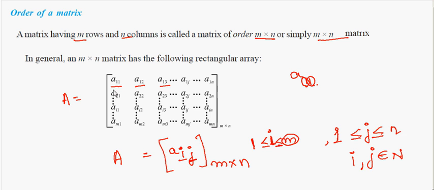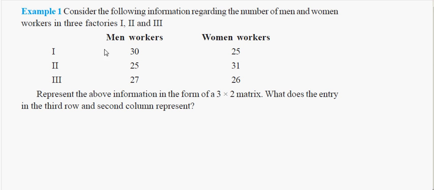I hope you have understood how to represent the order of a matrix. In this case you can see there are m rows and n columns. We will take an example. Consider the following information regarding the number of men and women working in 3 factories. Men workers and women workers are given, where this is factory 1, in which there are 30 men and 25 women. We are asked to represent the above information in the form of a 3 by 2 matrix. What does it mean? 3 rows and 2 columns.